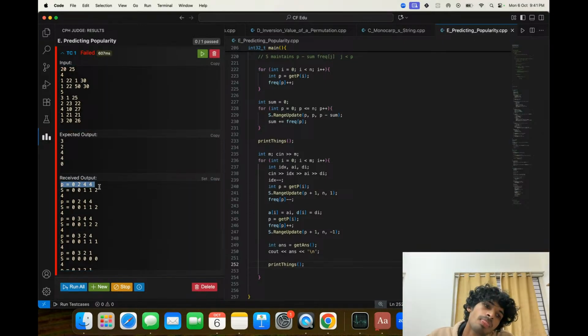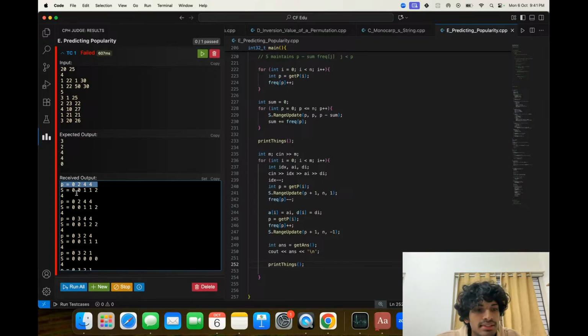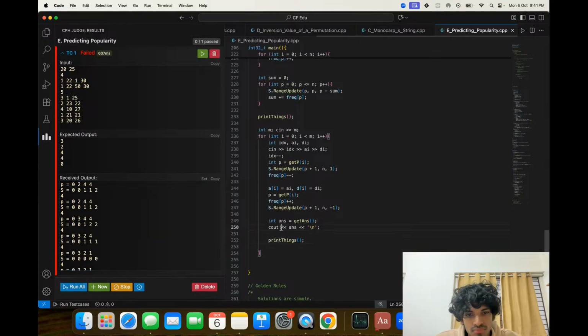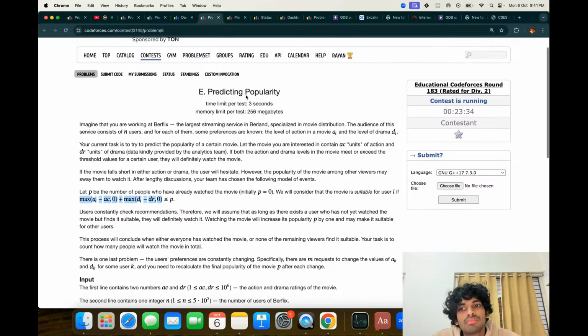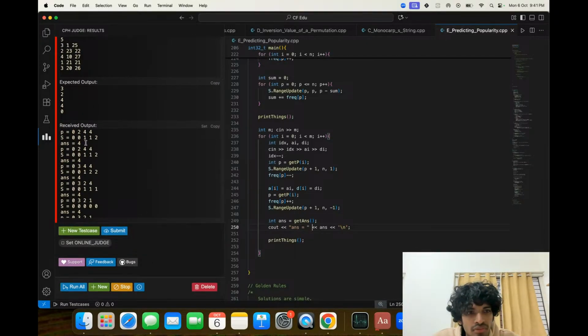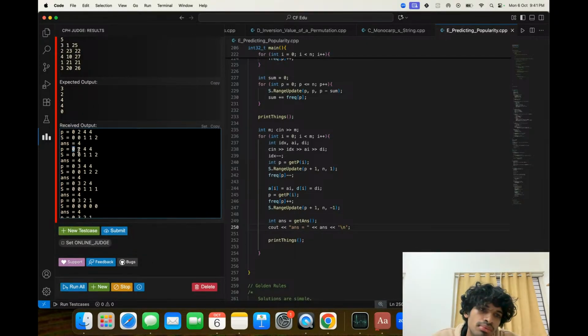If P is this, I don't like contests at all. If answer equals to 4, 0 comes, 2 comes. Right.